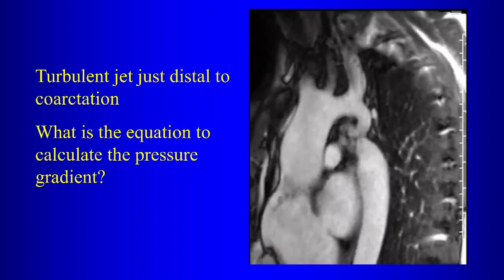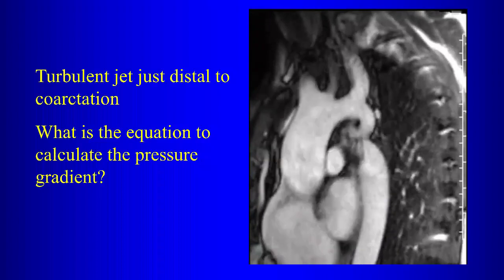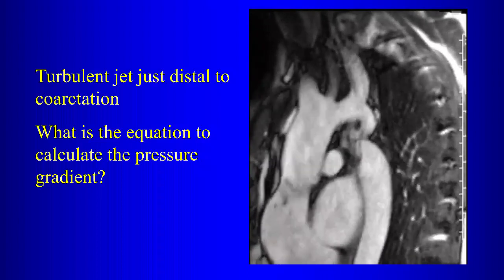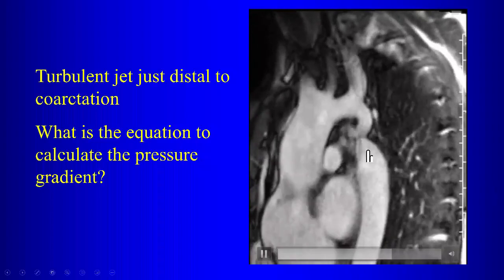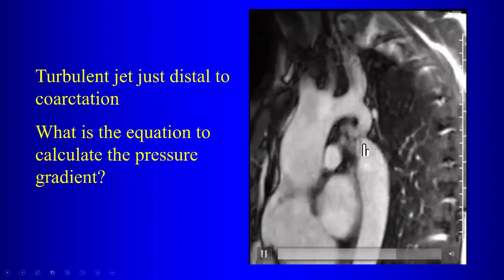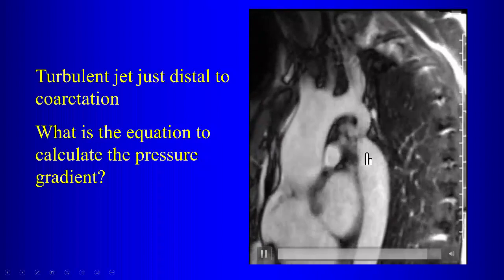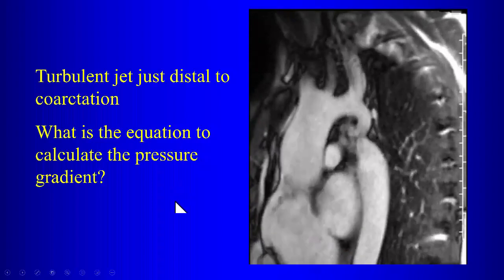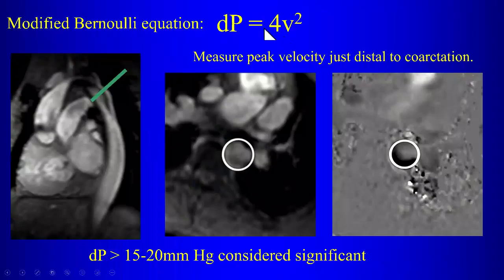You do have to know this equation because they do ask you this. So what is the equation? Based on peak velocity, if you measure the peak velocity in your jet, what is the equation to calculate the pressure gradient? 4v squared. If you express peak velocity in meters per second, 4v squared gives you the pressure gradient in millimeters of mercury. Okay?